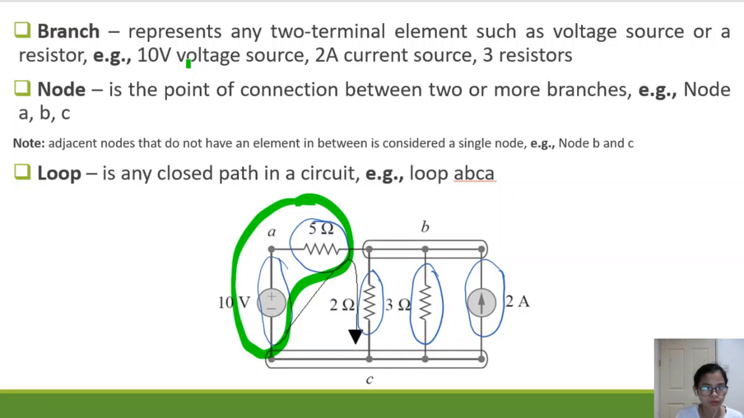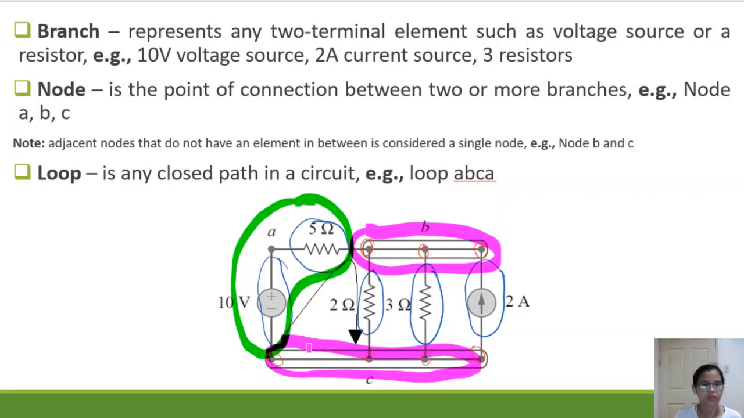Okay, so a node is the point of connection between two or more branches. For this one, actually we have many nodes. This one, this one, this one. Connection of two or more branches. This one, this one, and this one. But as it is said here, adjacent nodes that do not have an element in between, say for this one, this node and this node, there is no element in between them. Therefore, those nodes are just considered as a single node. And for this one also, these adjacent nodes, there are no elements, passive or active, in between them. Therefore, this is also considered a single node.